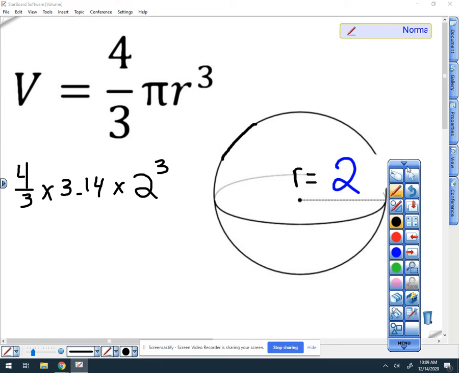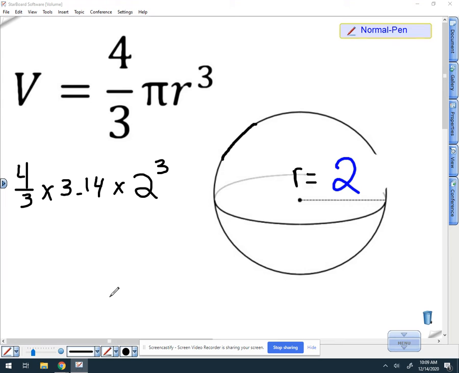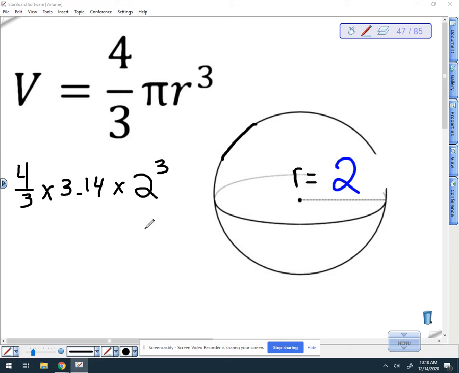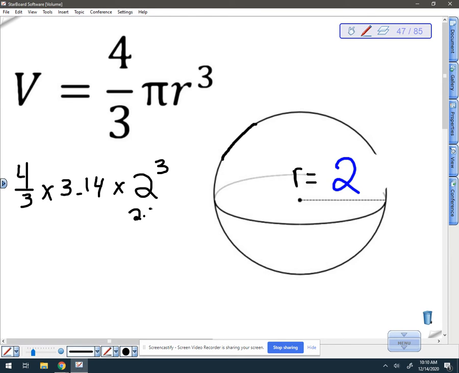Depending on what kind of calculator you're using, make sure you go 2 to the 3rd power. If you don't have a calculator that lets you put exponents in, you could always just type in times, and then 2 times 2 times 2, because it's 2 to the third power. So 2 times 2 times 2. Whichever way works out easier for you.